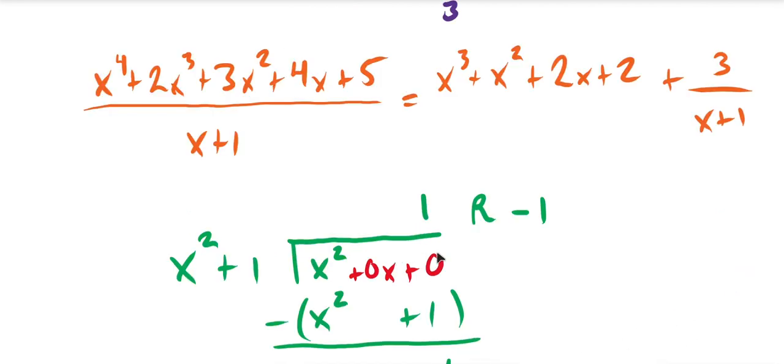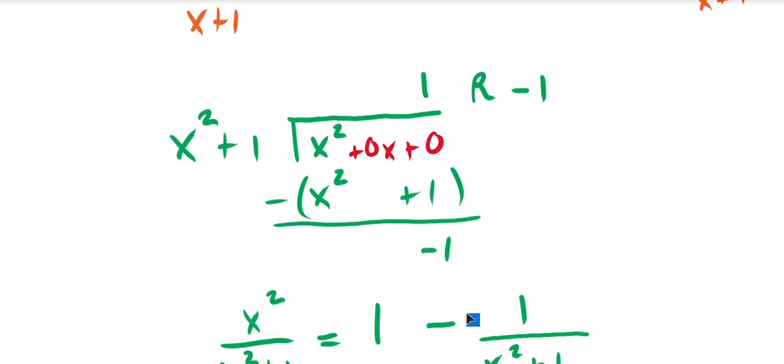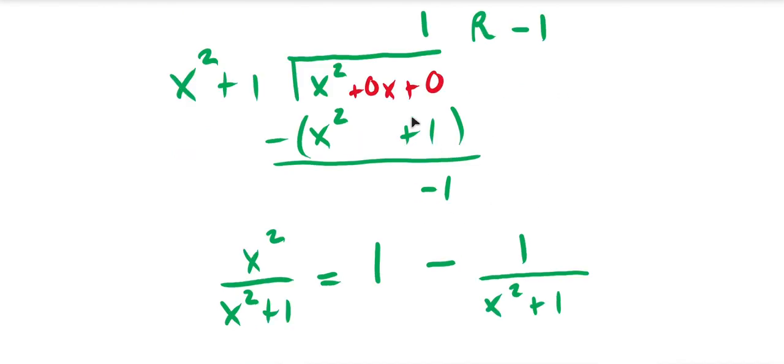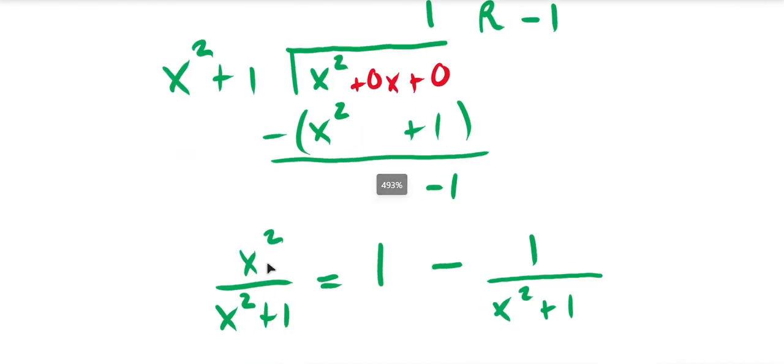Last one, so we had a lot of zeros in this one. There were no x's and no constants. When I divided by x squared plus 1, what I wind up with then is just, well, 1. 1 times x squared is x squared. And if I do this and take a difference, what I wind up with is negative 1. And this is our remainder. And what this tells us is that we could rewrite this quotient as 1 minus this other term, 1 over x squared plus 1.